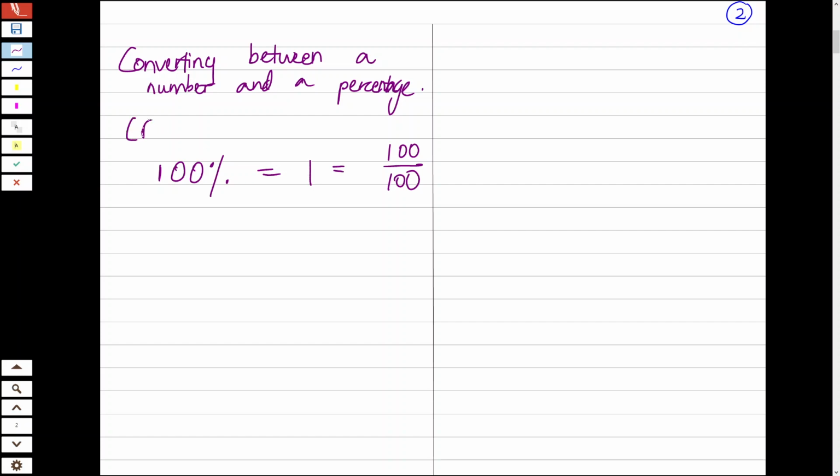So this is just a reminder. Okay, so let's start with the number half. A lot of you will know that this is 50%, right? Half is the same as 50%, but why? Why is that?